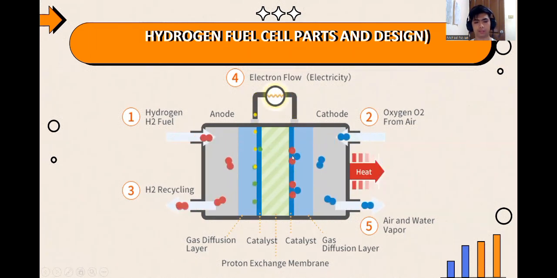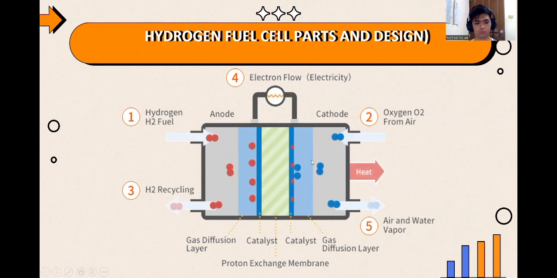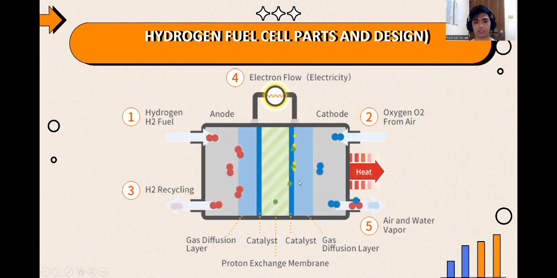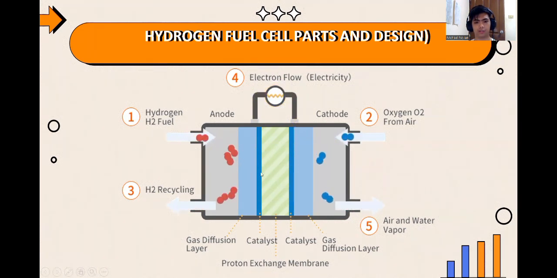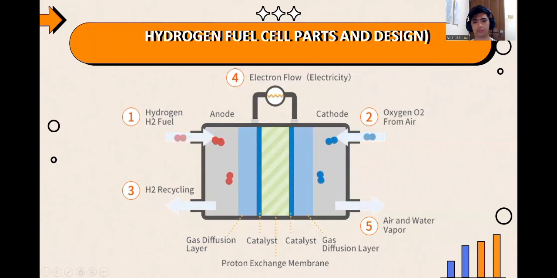What happens next is those two particles pass through, with the help of catalyst, which is made of platinum, by the way. I forgot to say earlier dito sa kabilang side. Which creates byproduct na air, water vapor.